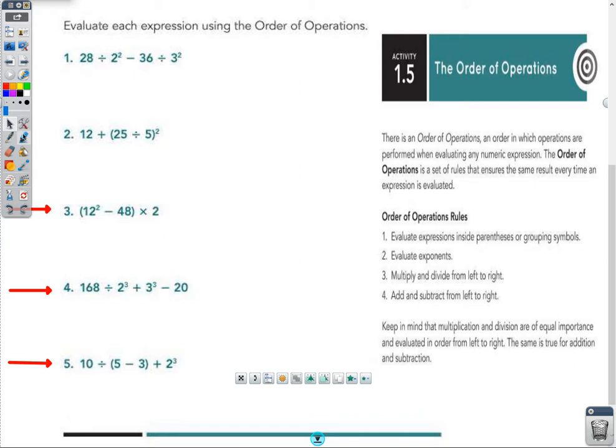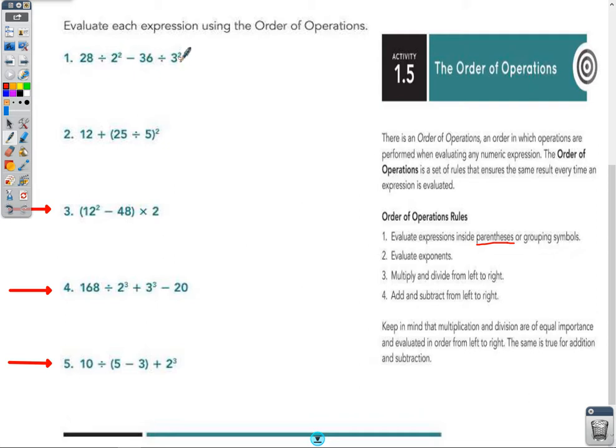So if we had 28 divided by 2 to the second power minus 36 divided by 3 to the second power, I have to go back and check my order of operations every time. Evaluate expressions inside parentheses or grouping symbols. So the first thing is the parentheses. So I'm going to look in question number 1: are there any parentheses? No, there is not. So I now move on to step 2. Step 2 is to evaluate exponents. I have exponents 2 squared and 3 squared.